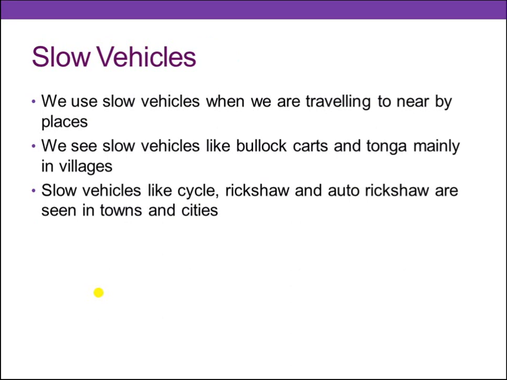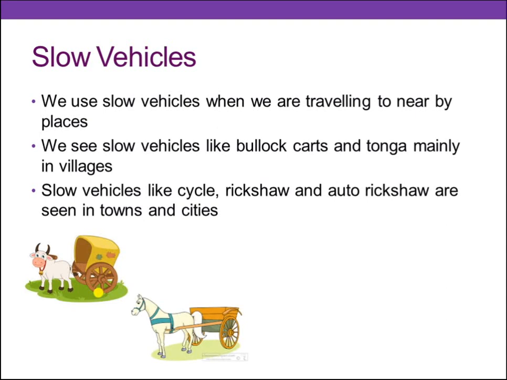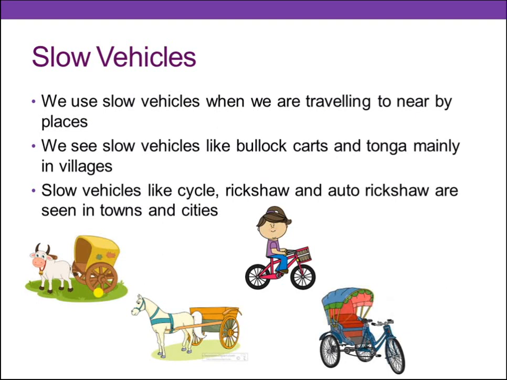Let's see slow vehicles. We use slow vehicles when we are traveling to nearby places. For example, if you want to go within 5 kilometers, you'll use slow vehicles. We see slow vehicles like bullock carts and tongas. These are all in the villages, and cycle rickshaws and auto rickshaws can be seen in towns and cities. Yes or no? Yes.